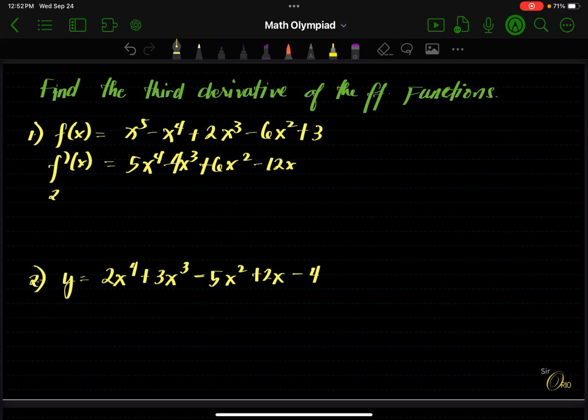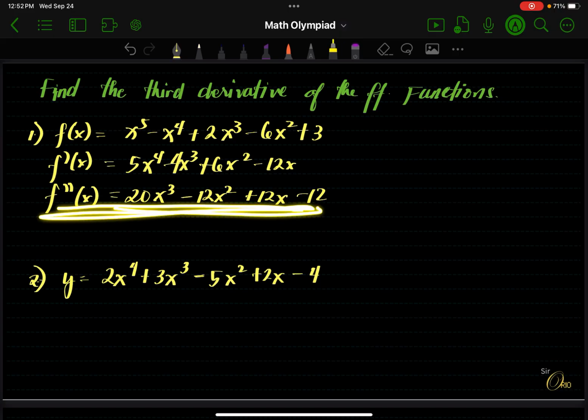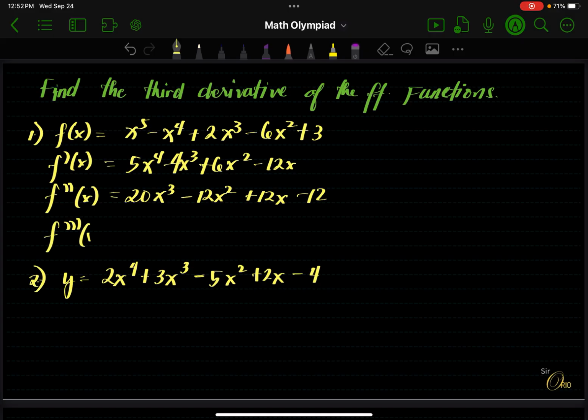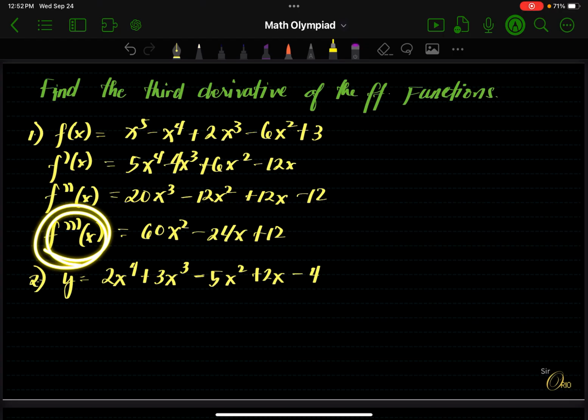So this is our first derivative. And our second derivative, f double prime, is 20x raised to 3 minus 12x squared plus 12x minus 12. So the second derivative is the derivative of the first. And last, the third derivative of the function is 60x squared minus 24x plus 12. So the third derivative is the derivative of the second.